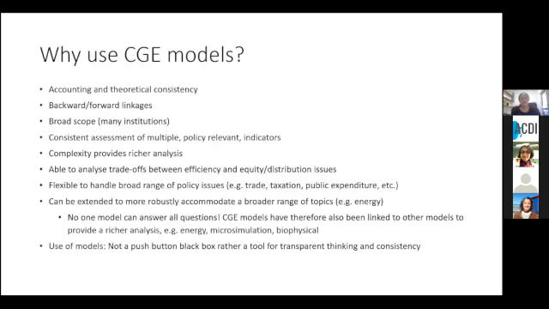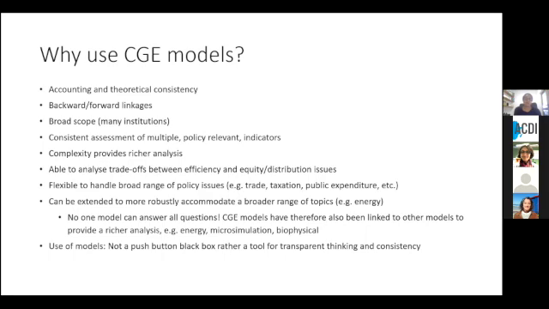So why do we use them? They have accounting and theoretical consistency. They capture the backward and forward linkages. They provide a broad scope, so they cover many institutions in the economy. They provide a consistent framework for the assessment of multiple policy relevant indicators. And because of the complexity, they provide a richer analysis than other economy-wide techniques. They are able to analyze trade-offs between efficiency and equity distribution issues, and are also flexible enough to handle a large range of policy issues.